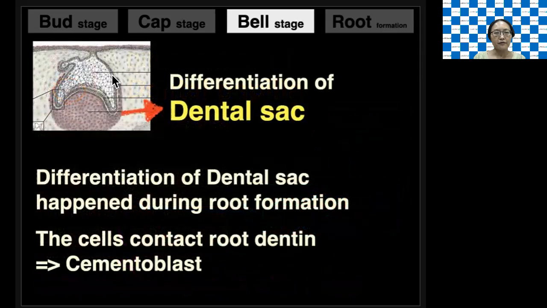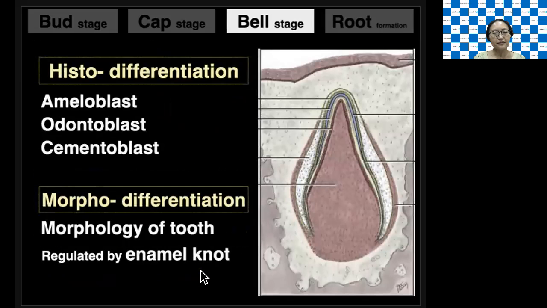And how about the differentiation of the surrounding ectomesenchyme cells, the dental sac? The differentiation of the dental sac happens during root formation, so it does not happen in the bell stage. It happens in the root formation stage. The cells contacting the root dentin will differentiate into cementoblasts and produce cementum in the future.